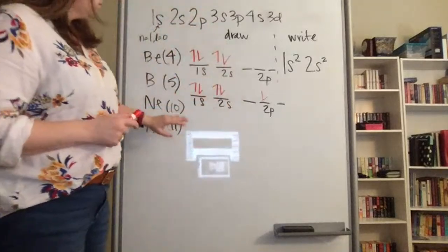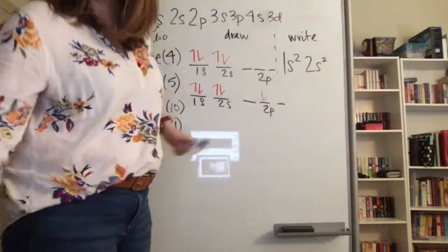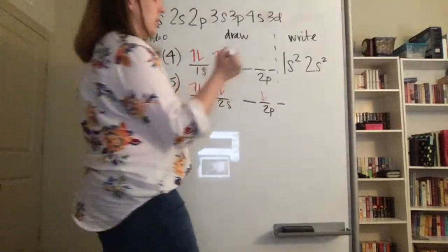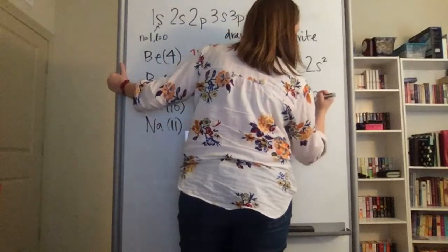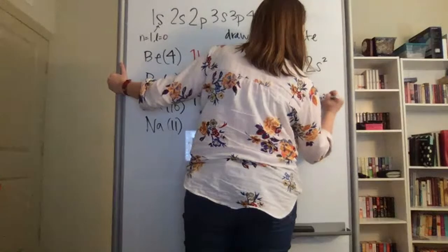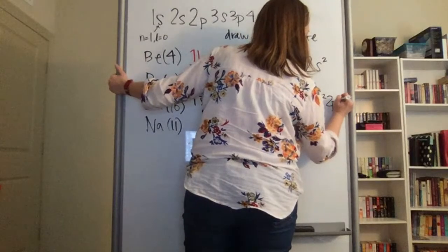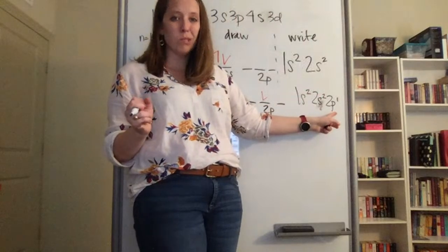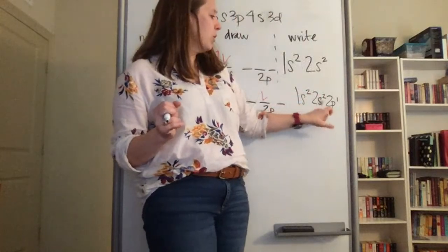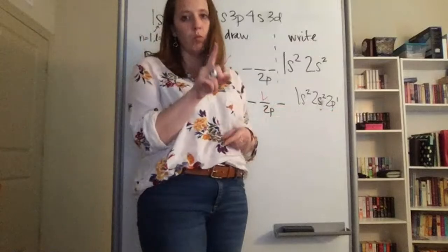So if you were to write this out, it would be 1s2, 2s2, 2p1. This 1, which is quite small, tells you that for the p orbitals, there's only 1 electron in there.